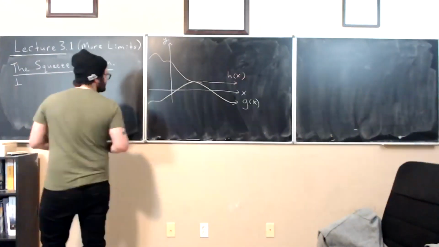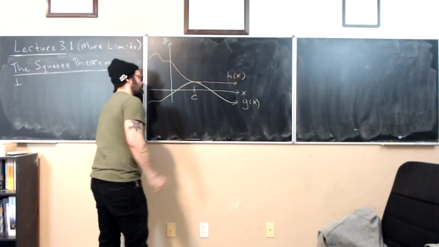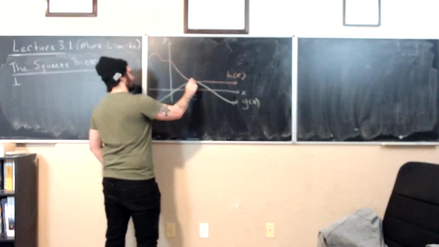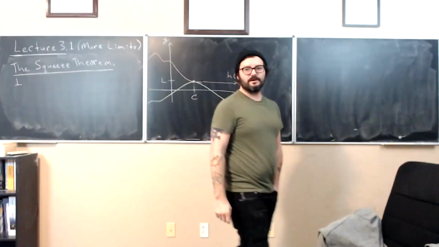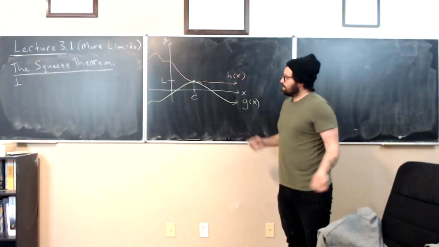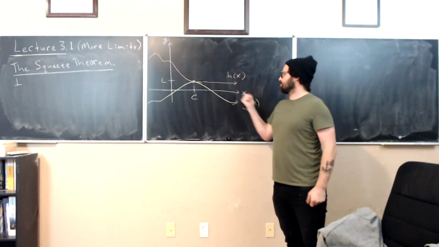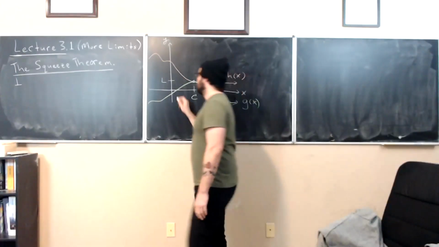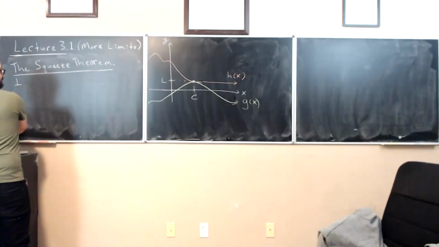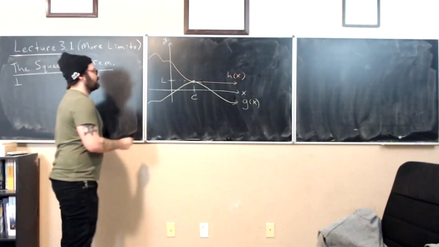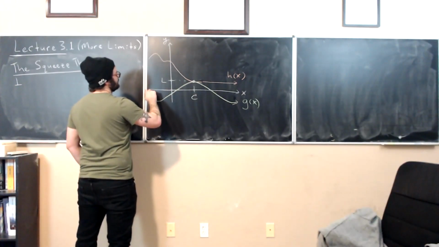Okay, so back to the theorem. So suppose we have like h behaving like this and g behaving like that. And both of these functions are approaching some limiting value called L. Okay, now both of these, the limit as x approaches c of h and g, it will be L, right? We can clearly see that with the picture. Now suppose next that there's some function f. It's maybe behaving like this.